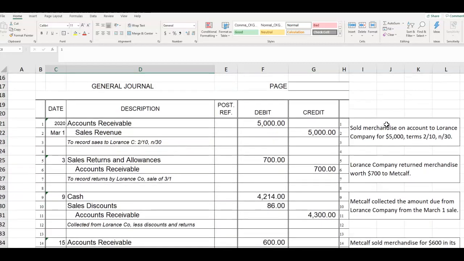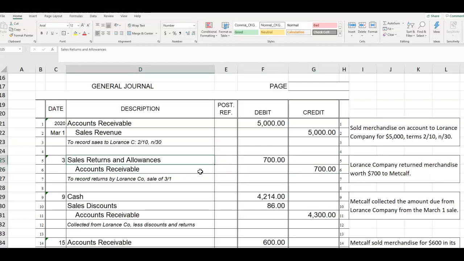The first one, sold merchandise on account to Lawrence Company for $5,000, in terms 2/10, n/30. So a debit to accounts receivable, credit sales revenue for $5,000. The cost entry is ignored in this chapter, so remember there's a cost of goods sold entry that you're not seeing here. Don't forget that guy is out there. Lawrence Company returned $700 worth of merchandise. Debit sales returns and allowances, credit accounts receivable for $700. Again, this is a contra revenue account.